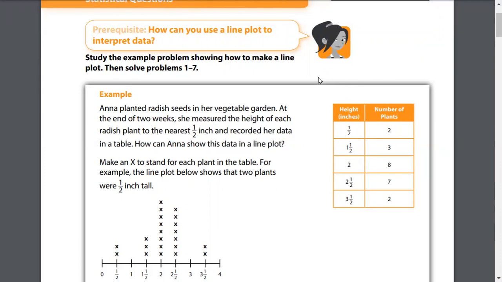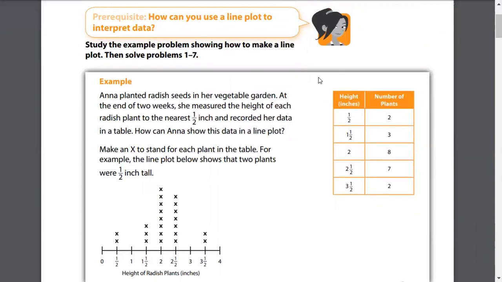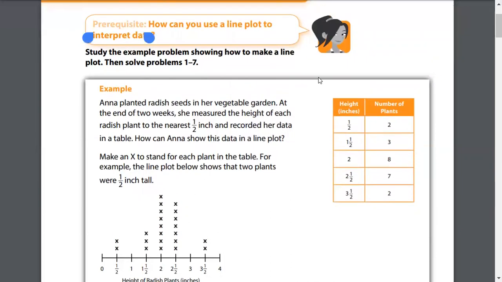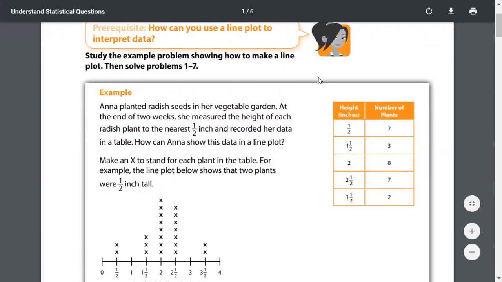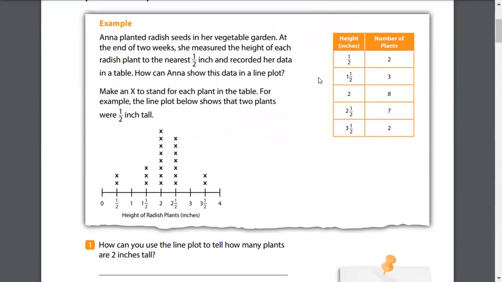So everyone should have access to this packet. If you don't, go ahead and let me know and I can get it to you ASAP. Here's our example. As you guys know, I usually do the example and answer those questions, and then I expect everyone to answer the questions themselves on the next page, and then we usually come together and make sure that they're right as a class.